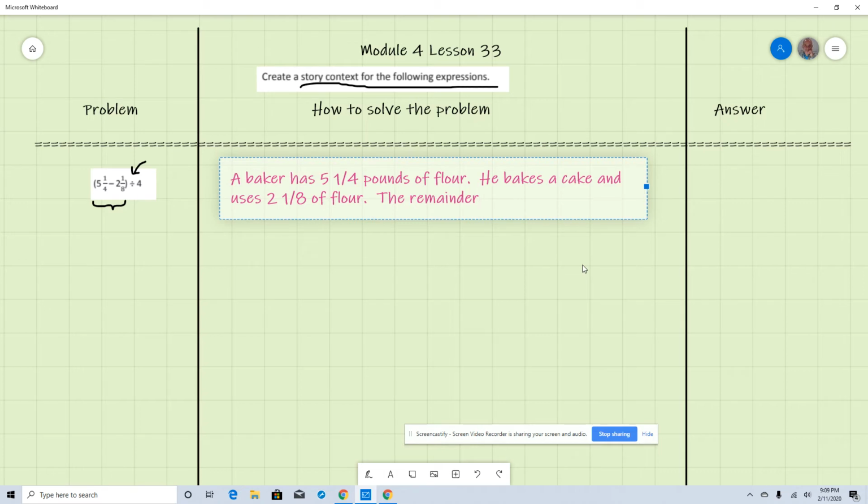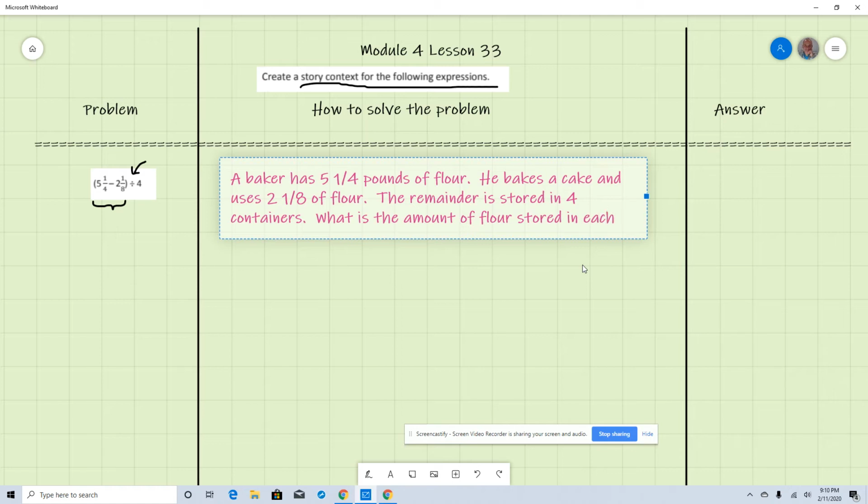The remainder is stored in 4 containers. What is the amount of flour stored in each container? Let me see if my problem is correct.